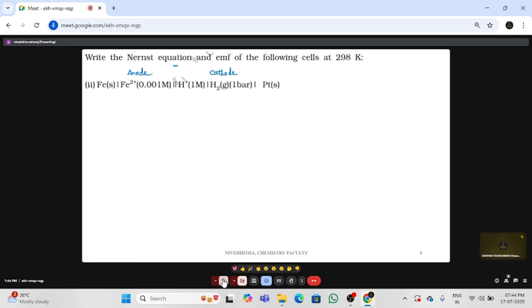Okay, so they're asking us to write the Nernst equation. This is question number 1. And they're asking us to find the EMF of the following cell. EMF is nothing but the cell potential. And could you please tell me whether this cell is under standard condition or not? A standard condition means both the electrolytic solutions' concentration has to be 1 molarity. Here, the concentration of Fe2 plus was 0.001 and the concentration of H plus is 1 molarity. So, is it under standard condition?